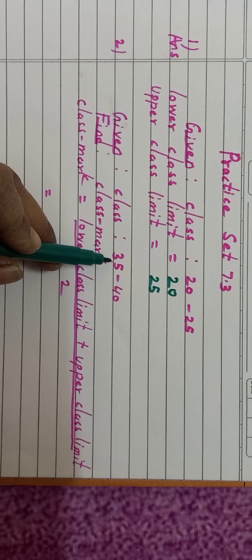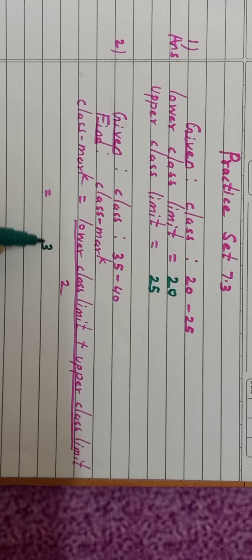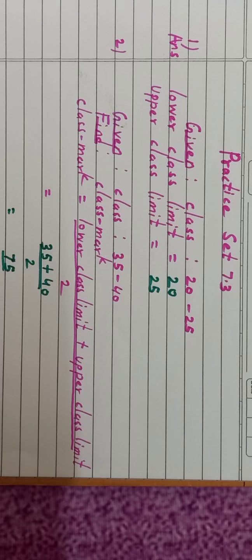Now here 35 is the lower class limit and 40 is the upper class limit. You have to write, divided by 2, which is equal to 75 upon 2. Now you should do the division by 2. 2 3s are 6, 2 7s are 14, and so 37.5. So your class mark is 37.5.